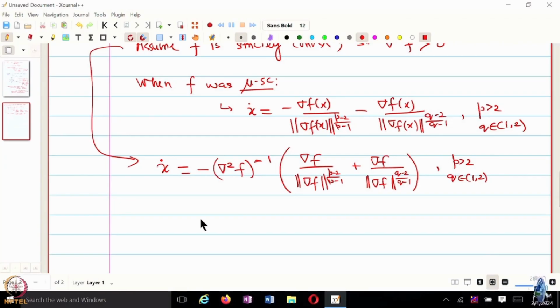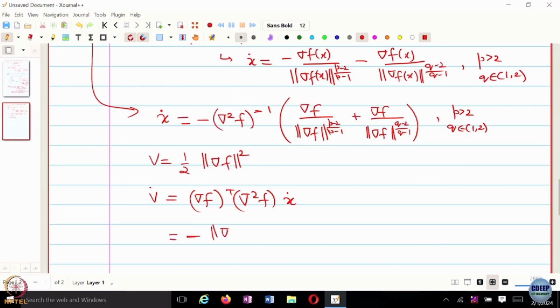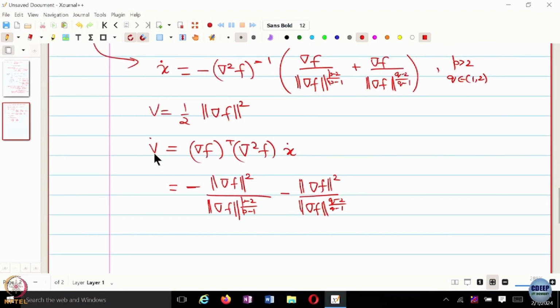So when we have a strictly convex function, what would be a good choice for the Lyapunov function? What is a good Lyapunov candidate? Half of this thing, because once you start differentiating it, you will get the Hessian, and you have the Hessian inverse sitting over here. So V dot is essentially the gradient transpose, Hessian times X dot, and X dot is now Hessian inverse times this. So the Hessian inverse becomes identity, and what you are left with is V dot is negative. Okay, is this clear?